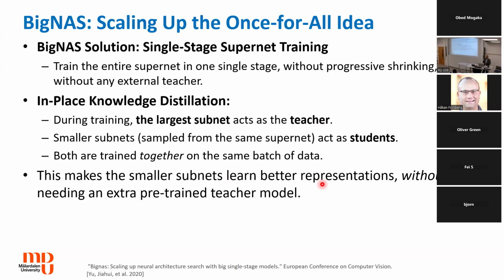the teacher. Because in Once for All, we had to take the bigger subnet, train it, and then take the smaller subnet, while the bigger subnet acts as a teacher for the smaller subnet. But here, both the bigger subnet and the smaller subnet are trained at the same time, while the bigger subnet is acting as the teacher itself to the smaller subnets. So this is an interesting and smart way to do it.